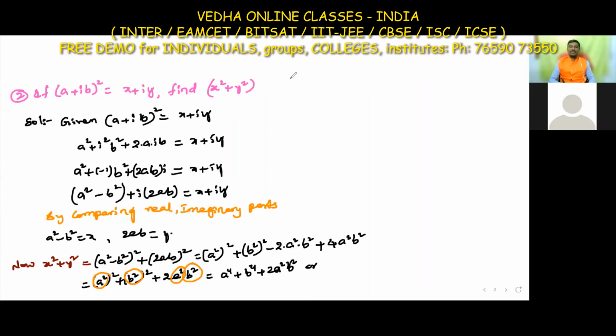So in place of a and b, what do we have? A square and b square. Just we can substitute that. Or we can also write it as a square plus b square whole square. So this is the required solution.